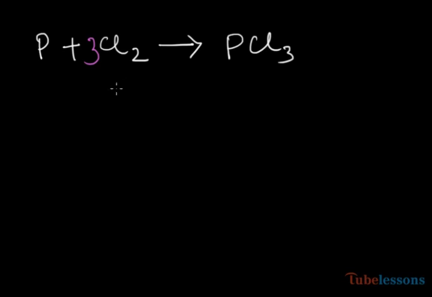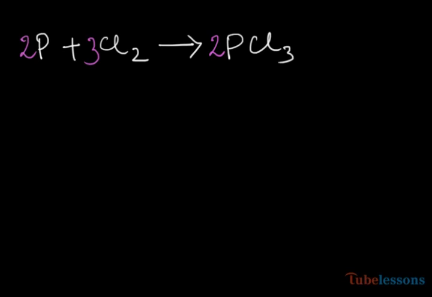As a result, the number of chlorine atoms on the left hand side is 6, and to make the chlorine atoms on the right hand side 6, we have to multiply PCl3 by 2. As a result, on the right hand side the number of phosphorus atoms becomes 2, and to balance it we have to multiply P by 2. So the balanced equation between phosphorus and chlorine to give PCl3 is 2P plus 3Cl2 gives 2PCl3.